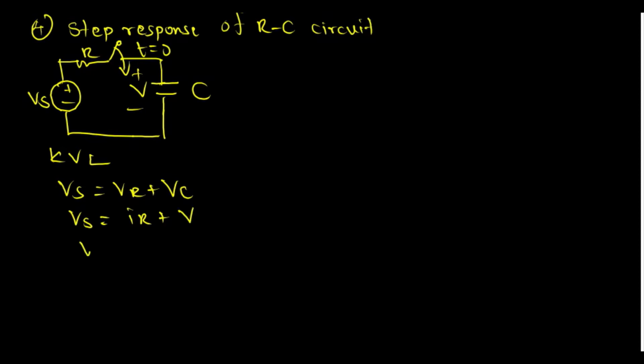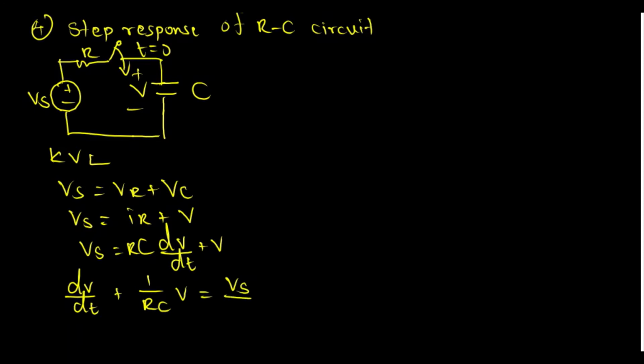So Vs is equal to, for I we already know that it's C into dV over dt, that's times R, plus V. When we arrange this as a characteristic equation, we get dV over dt plus 1 over RC into V is equal to Vs over RC. So this is of the type S plus 1 over RC is equal to 0, so S is equal to minus 1 over RC.